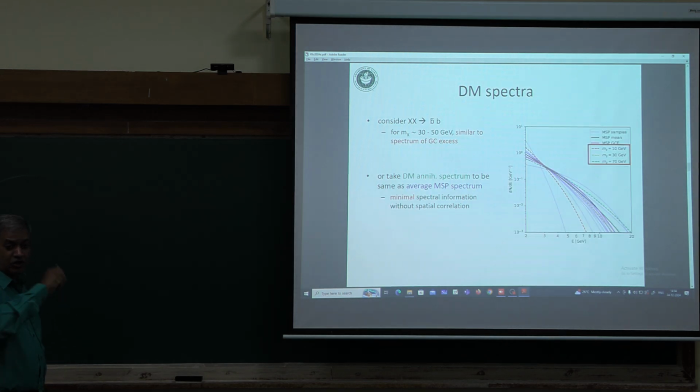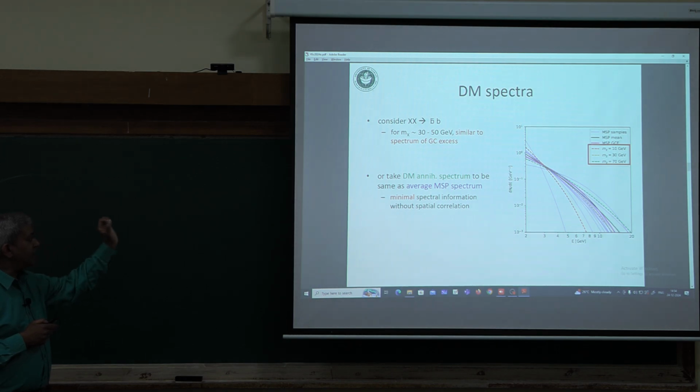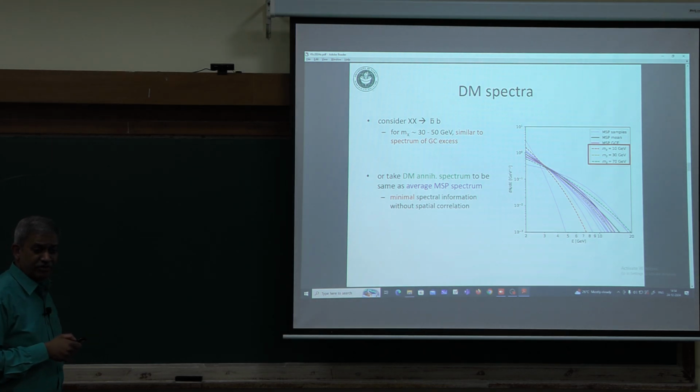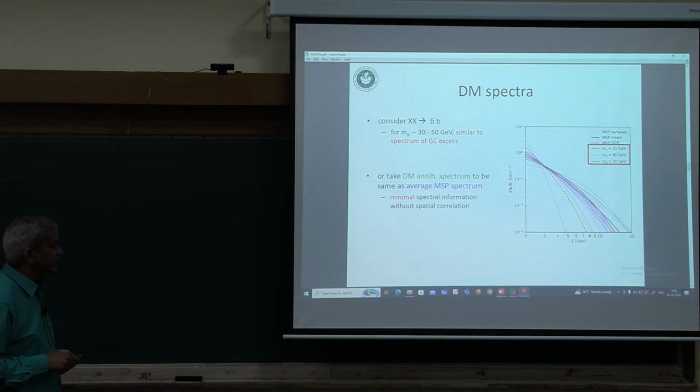Now, the last thing I need is the dark matter spectrum. And so I'm going to consider two models for that. One model is one of the standard ones people use for dark matter annihilation. It's dark matter annihilating to b b-bar. Here again, I've reproduced that figure I had from the spectrum of millisecond pulsars. But the dashed lines are the spectrum you'd get from dark matter annihilation to b b-bar if your mass was 10, 30, or 70 GeV.